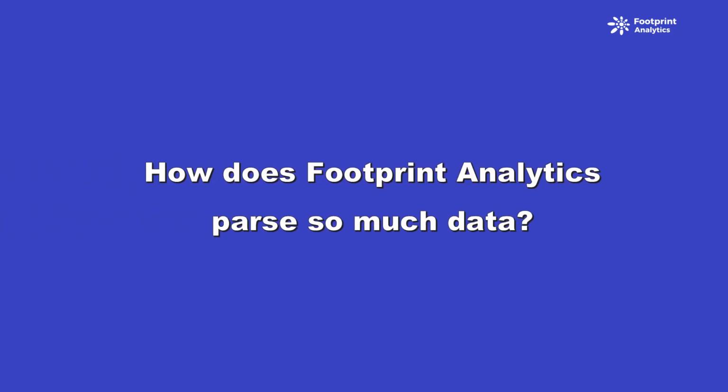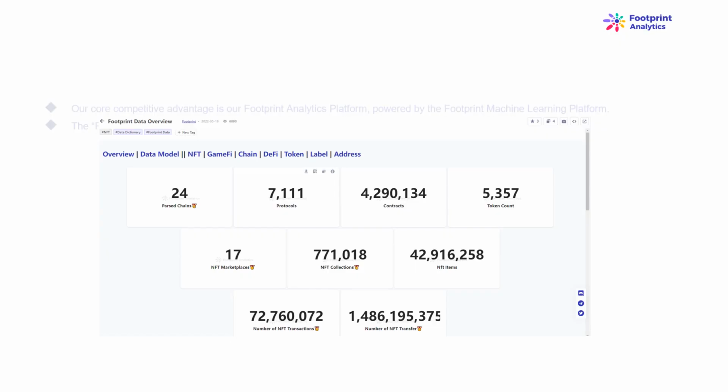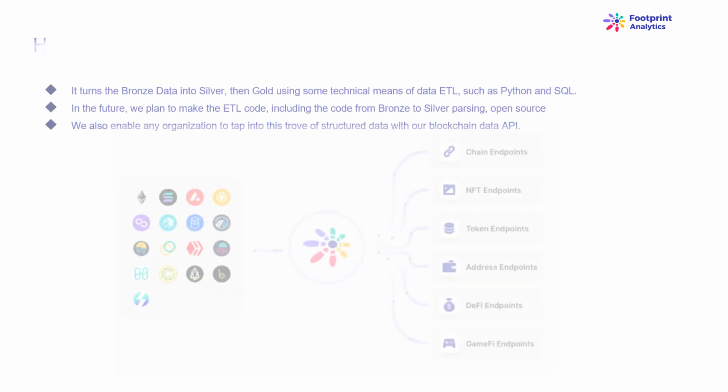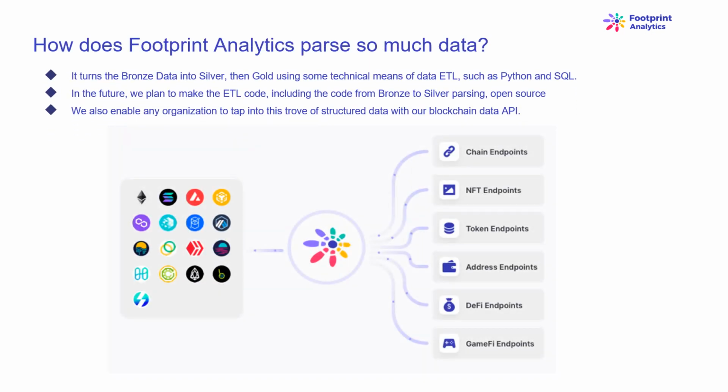Well, the fourth part is how does Footprint Analytics parse so much data? Our core competitive advantage is our Footprint Analytics platform, powered by the Footprint Machine Learning Platform. The Footprint Analytics platform can refer to the website users see when they go to Footprint Network. However, when we talk about the Footprint Analytics platform, we're also referring to the engine that does the heavy lifting under the hood. It turns the bronze data into silver, then gold using some technical means of data ETL, such as Python and SQL. In the future, we plan to make the ETL code, including the code from bronze to silver parsing, open source. We also enable any organization to tap into this trove of structured data, with our blockchain data API.